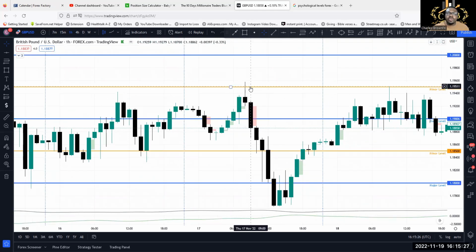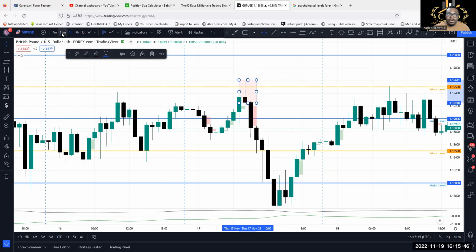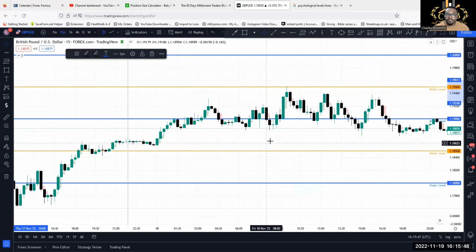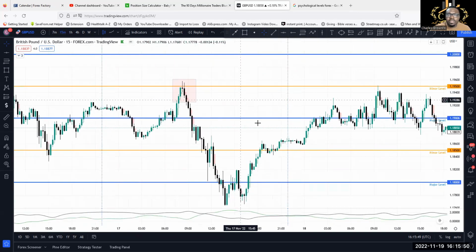I will wait for price to react at this zone. If price was heading up like this, I'll wait for price to react at that zone, showing me a sign of rejection. Now, if I was to take this position here and highlight it and go to a lower time frame, which is 15 minutes, I want you to see what the candle did here.